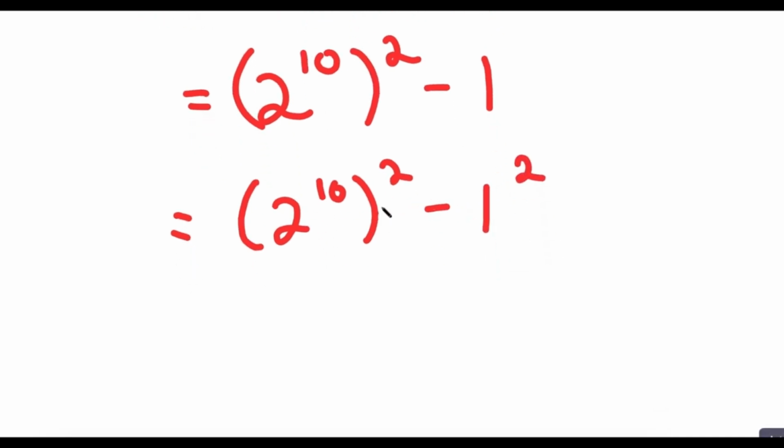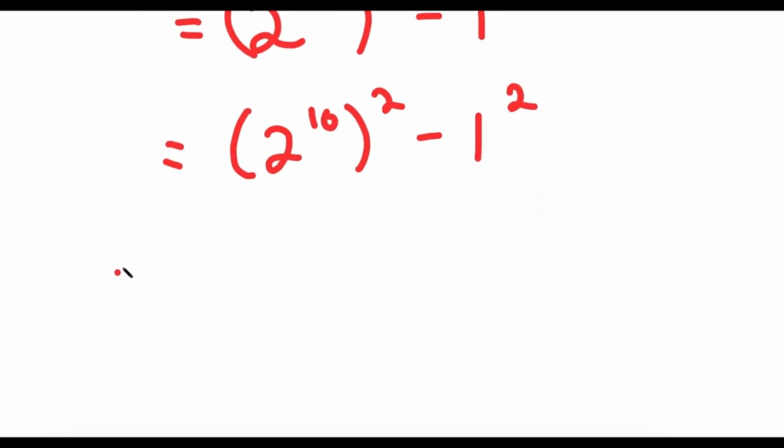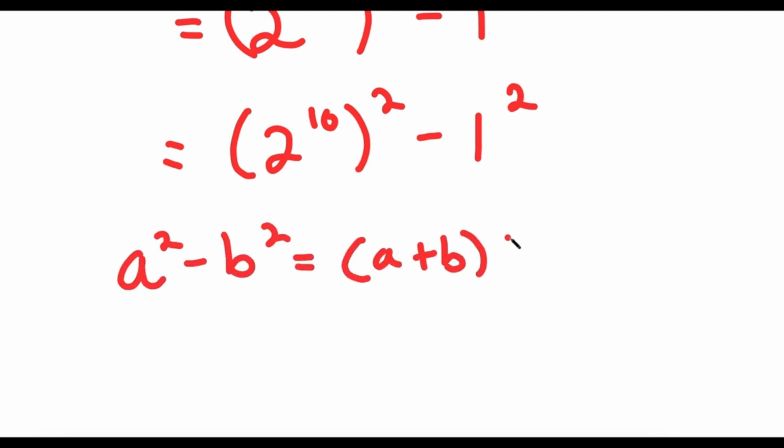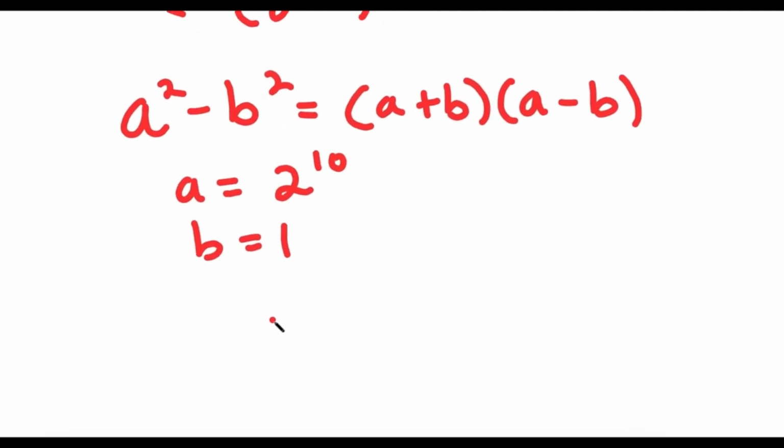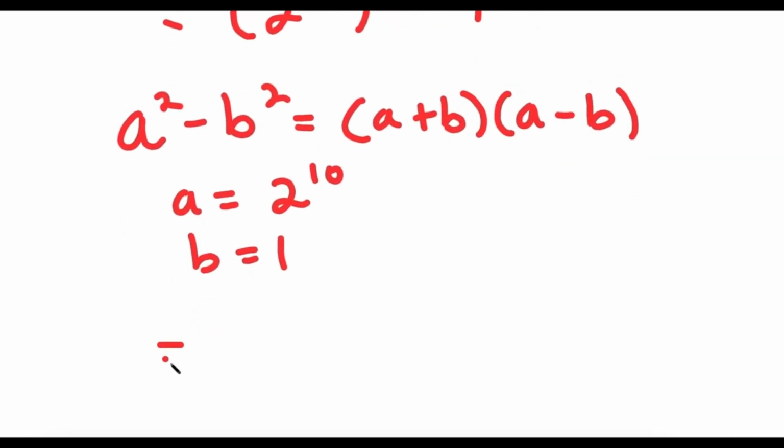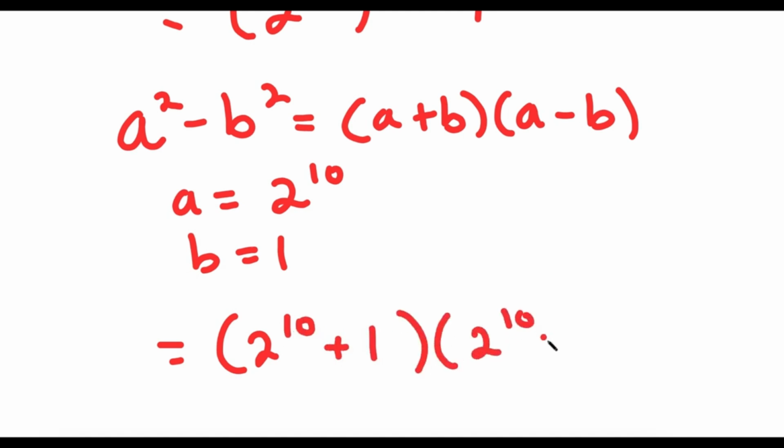The reason I put this in this form is because now I can use the property a squared minus b squared is equal to a plus b times a minus b. So in this case, a is equal to 2 to the power of 10 and b is equal to 1. So now I get 2 to the power of 10 plus 1 times 2 to the power of 10 minus 1.